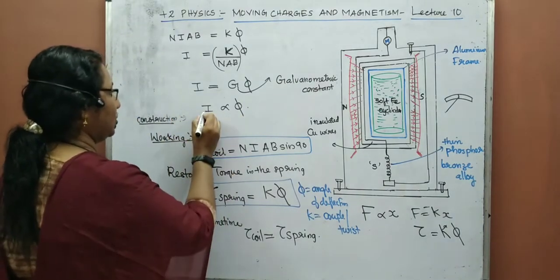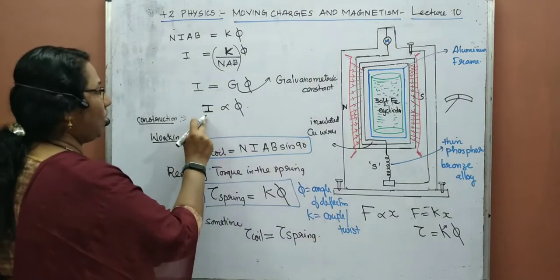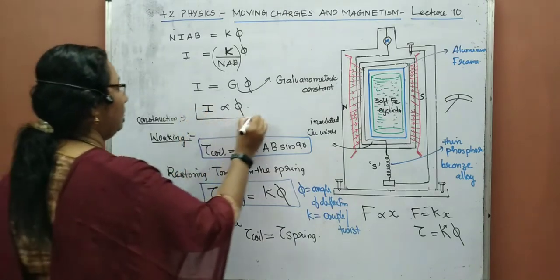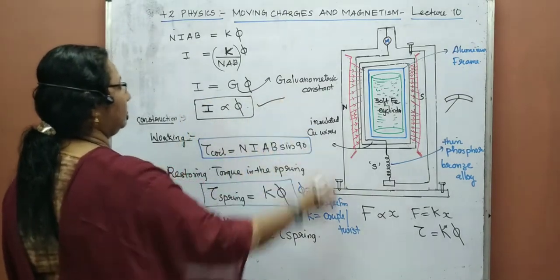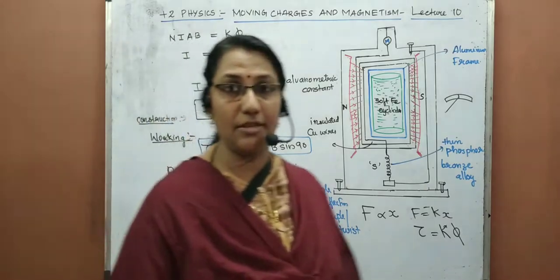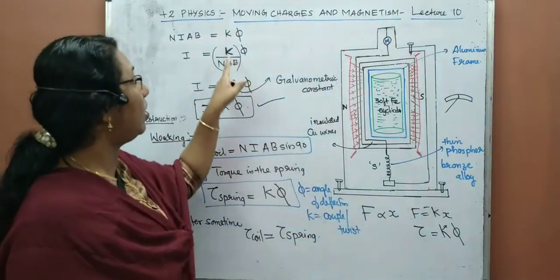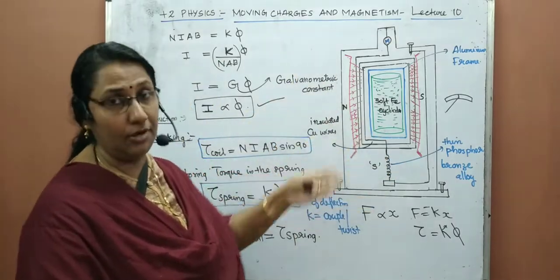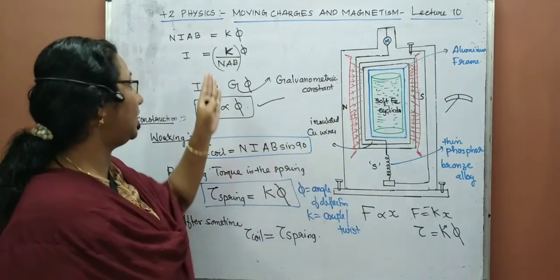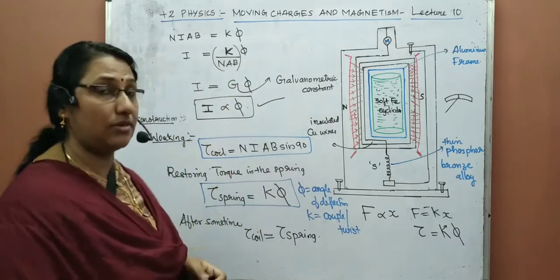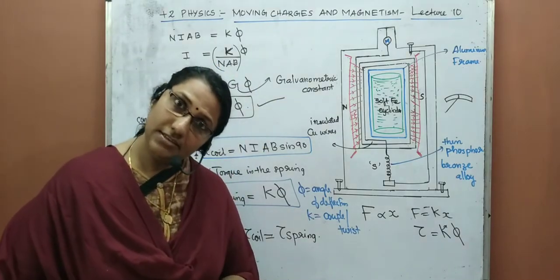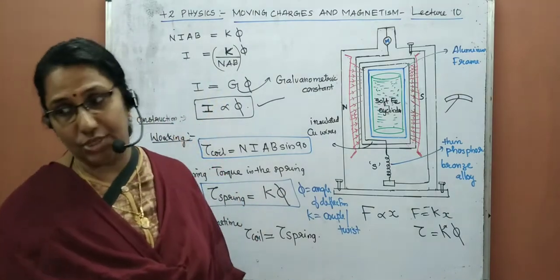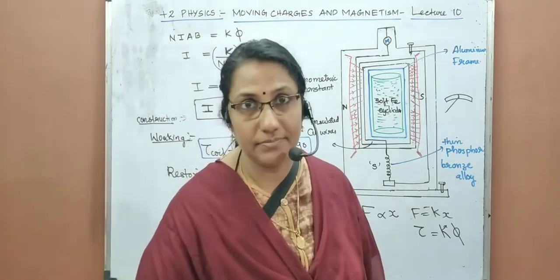Okay, that is, if there is no current, no deflection. If there is small current, small deflection. If there is large current, large deflection. And hence, we use a moving coil galvanometer to detect the presence of current. G is constant because K is the constant of the spring. N is the number of turns of the coil. It is constant. Area of the coil is constant. B is constant. Everything is constant inside the galvanometer. So this is called the galvanometric constant, or we can say I is proportional to phi. Clear? Okay.